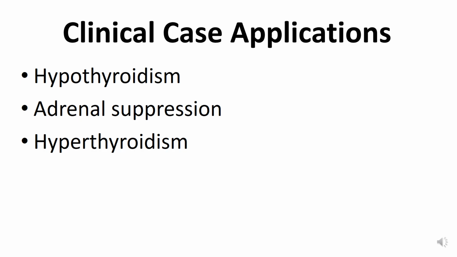Methimazole is commonly used to block thyroid hormone synthesis. Beta blockers may also help control symptoms like palpitations and tremors. Some patients eventually require radioactive iodine therapy or surgery.